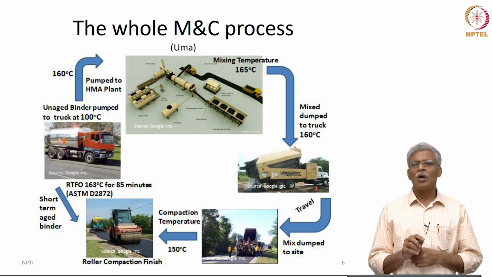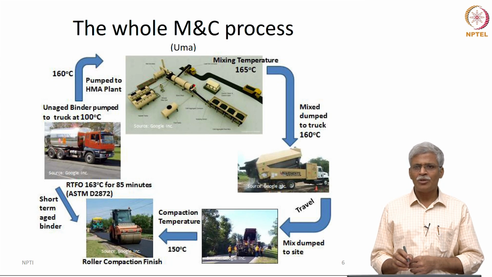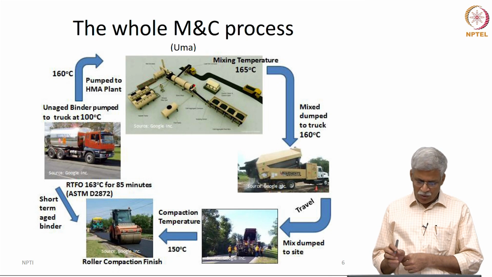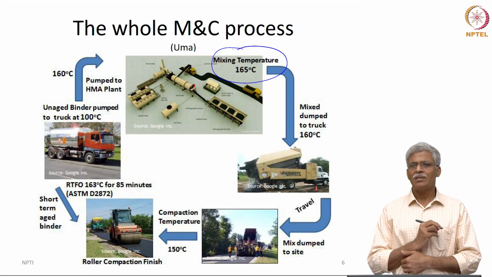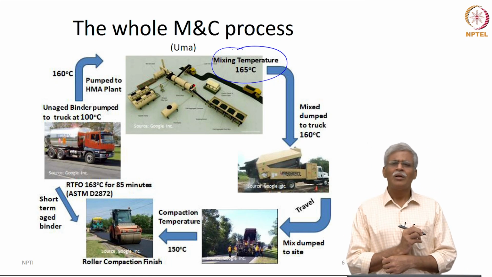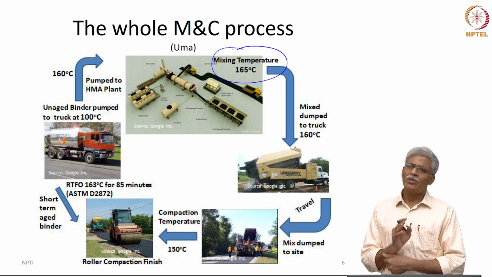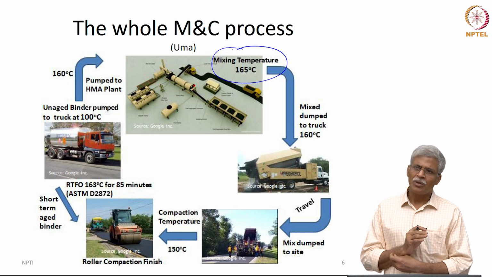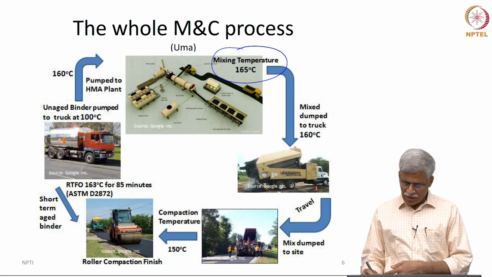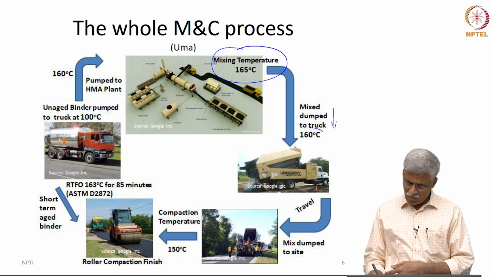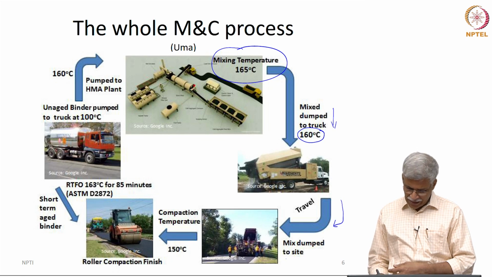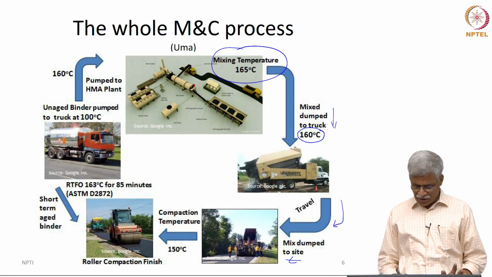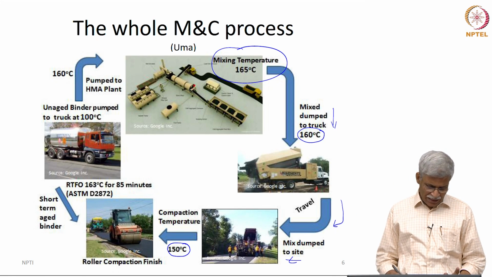This whole mixing and compaction process, one of my PhD students put together in this clean chart. Here is the hot mix plant, where the mixing temperature is around 165 degrees centigrade. These temperatures should not be taken as precise numbers; they depend on the mix and the kind of equipment, but these are ballpark numbers. The mixture is dumped in the truck most likely around 160 degrees centigrade, goes to the construction site and is dumped there, and the compaction temperature may be roughly around 150 degrees centigrade.